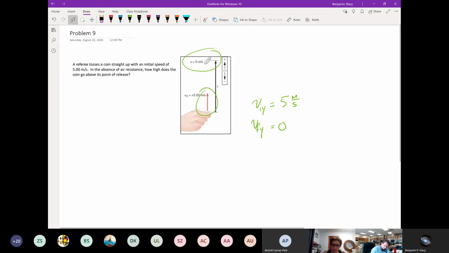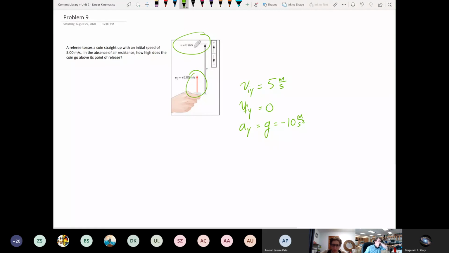We always know this is another free fall problem, so make sure, just like in the lab, it's going to be a free fall problem, basically. We know acceleration in the y is little g. We're calling down negative, so this should be minus 10 meters per second squared. In the lab, you're not going to use minus 10. For a lab problem, you're going to use minus 9.8 because that's the actual value.